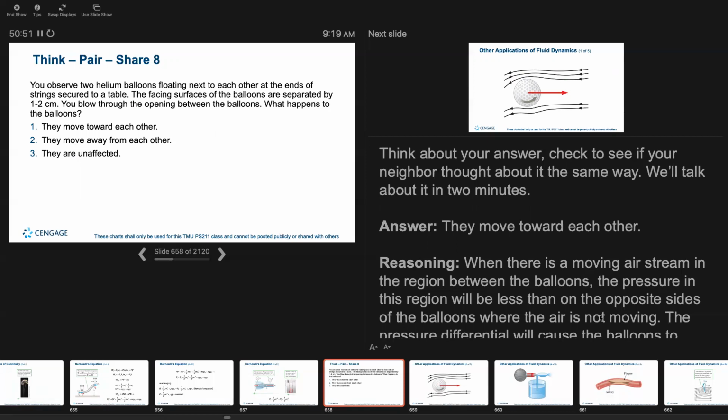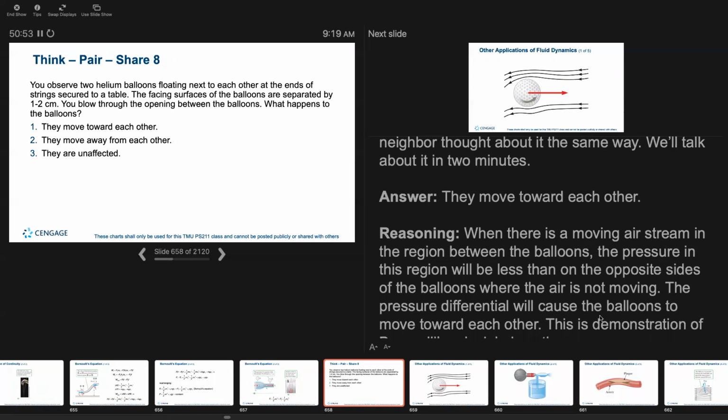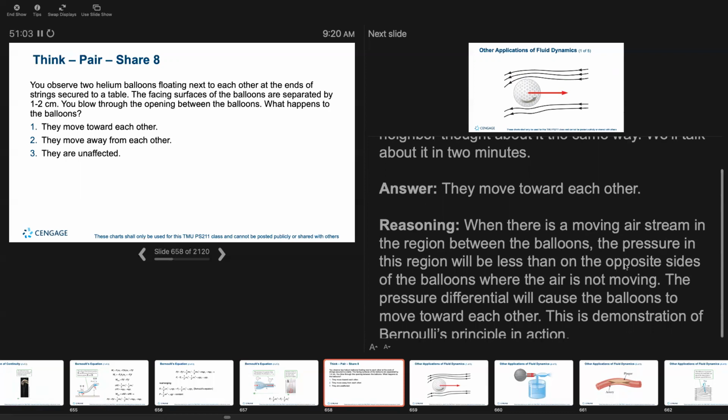The reasoning is when there is a moving airstream in the region between the balloons, the pressure in this region will be less than on the opposite sides of the balloons where the air is not moving. The pressure differential will cause the balloons to move towards each other. This is a demonstration of the Bernoulli principle in action.